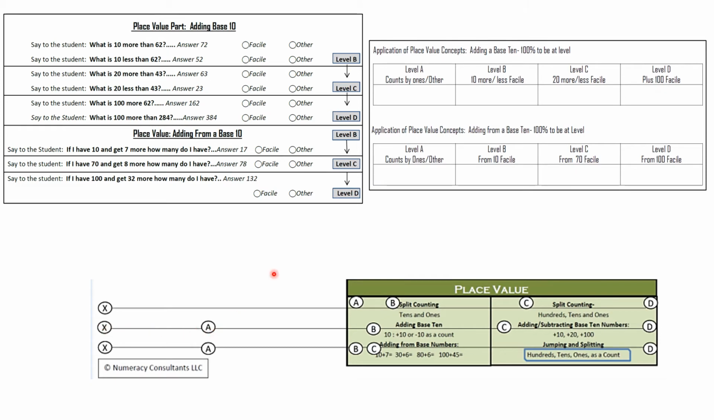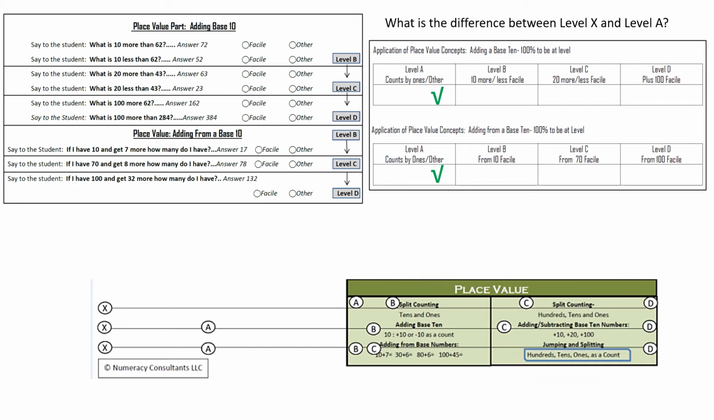We have this framework which has this X and A. So the question is, what is the difference between level X and level A? For this part, if we take a look at adding base 10, if you ask, what is 10 more than 62, and they go 63, 64, 65, 66, counting by ones and they get it right, you could say they got the answer right, but they used a really low level strategy.